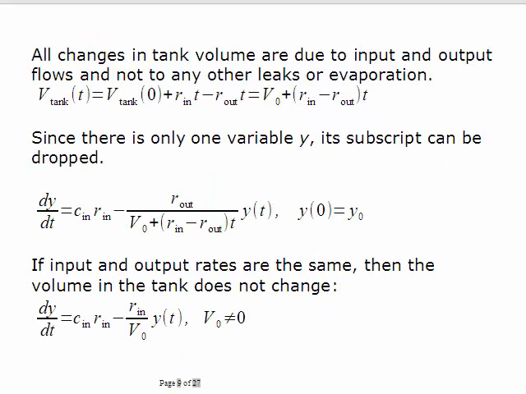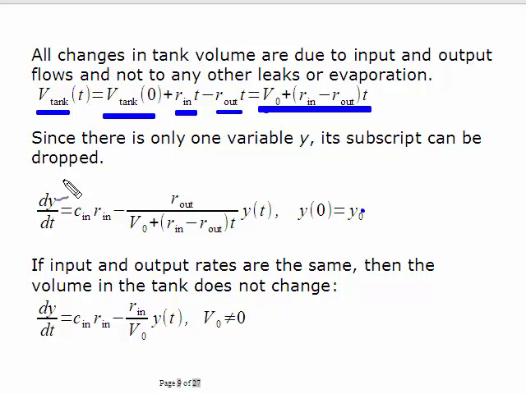Now, I didn't mention a few other assumptions. We're also going to assume that any changes in the volume in the tank are due to that input and output flows, and not to leaks, not to any evaporation. So we can say the volume in the tank here equals the initial volume in the tank plus the input rate times time, minus what's going through the output. Well, we can write it like this.